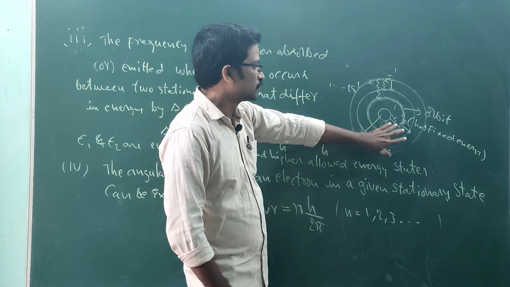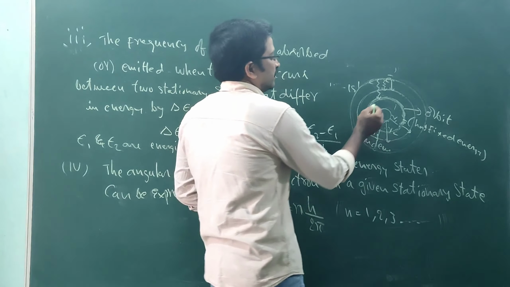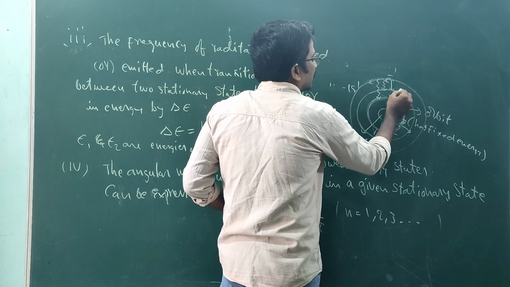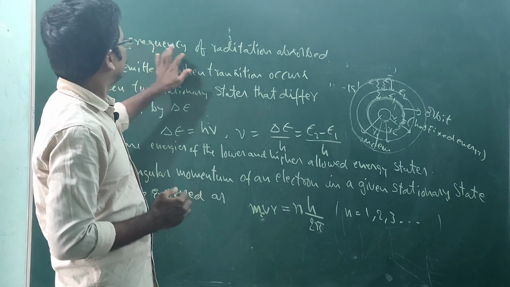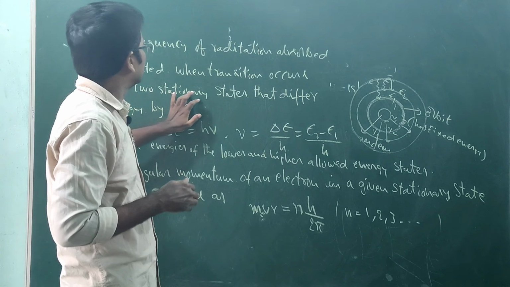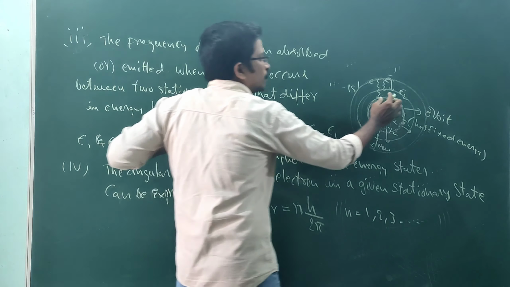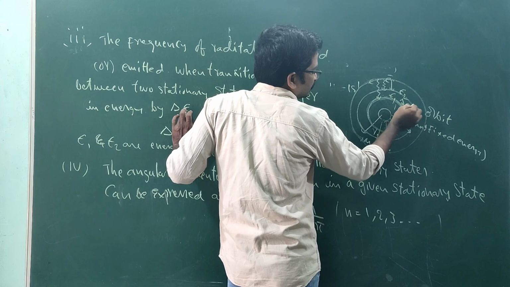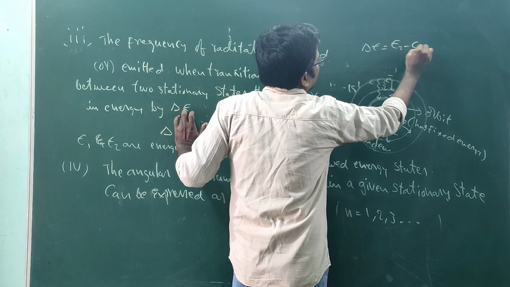Whenever an electron goes from one level to another level, for example, the electron in this orbit has energy E1. In this orbit, the electron has energy E2. The frequency of radiation absorbed or emitted when a transition occurs between two energy states differing by energy del E. These two levels have an energy difference of del E. Del E means E2 minus E1.